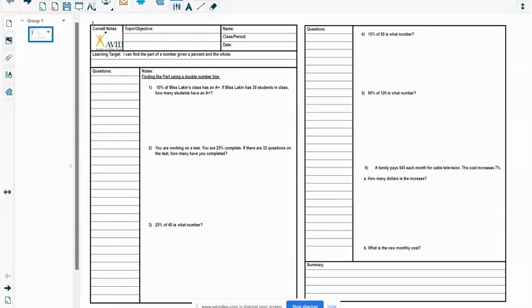Missing the part. So if we're talking about a test, remember we'd have the part of the questions we got right over the total or the whole number of questions on the test, and then that's going to be equal to the percent. So we're going to be missing the part of the questions that we got correct. We're going to know how many total questions there are, and we're going to know what our percent is, but we're not going to know the part that we got correct.